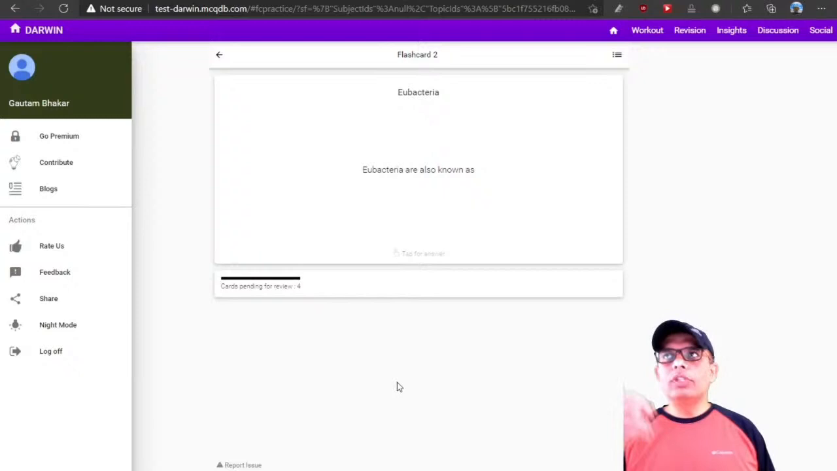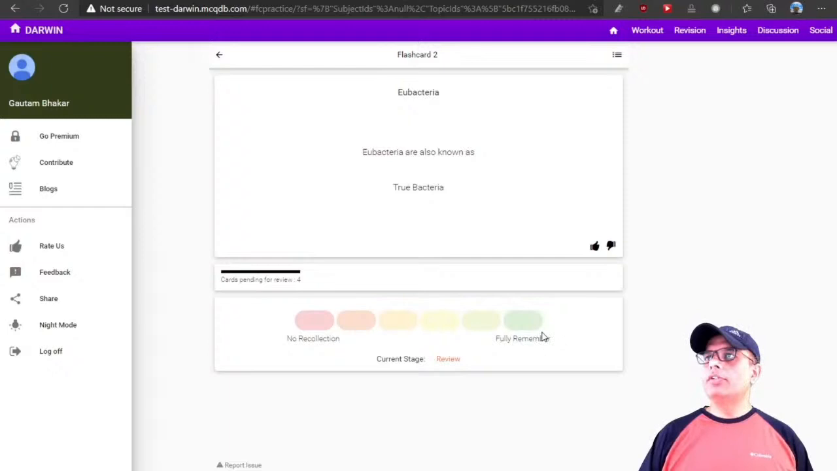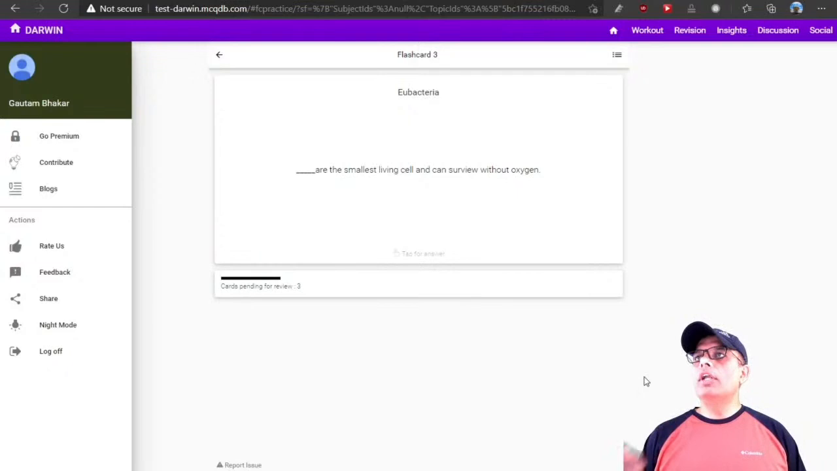See, I remembered it, I had already memorized it. Eubacteria is also known as true bacteria. 100% true. I know this. There we go. I fully remember it. Very confident. Okay. Dash are the smallest living cells that can survive without oxygen.